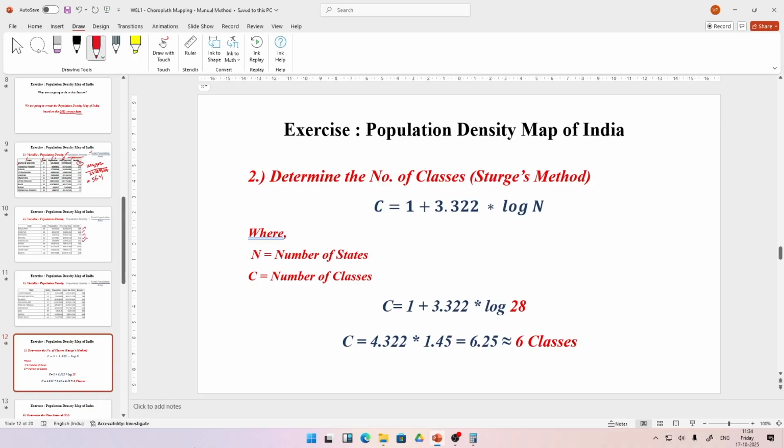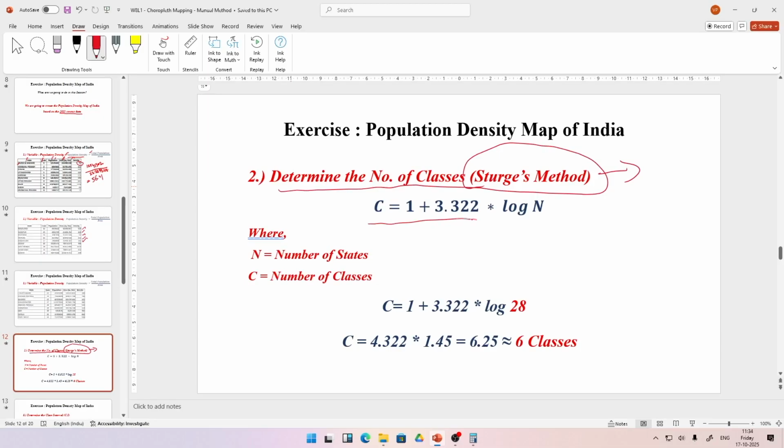Now, the next one, the second one, is your determination of the number of classes using the Sturges' method or technique. So, this is your second step now. The formula to do this is basically C is equal to 1 plus 3.322 multiplied by log n. Now, what is this n? It is the number of states, which means it is the number of geographic areas or geographic entities that we are going to represent the variable.